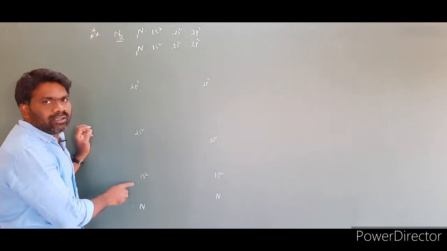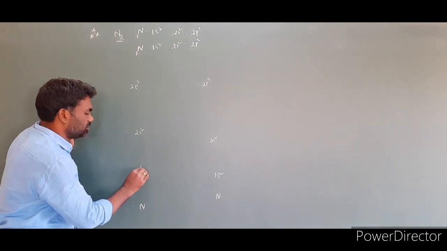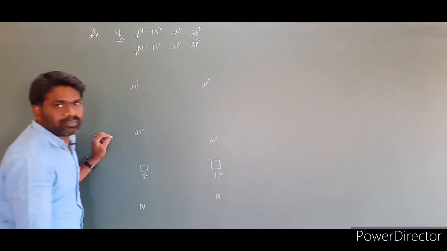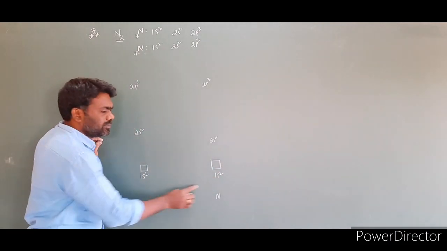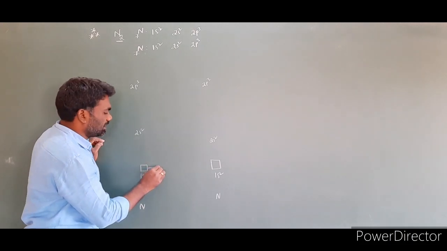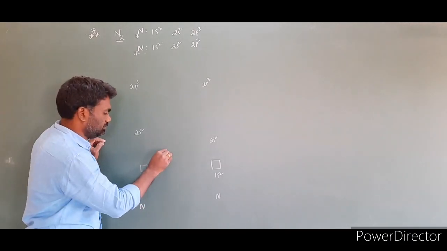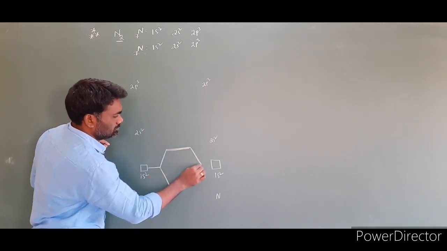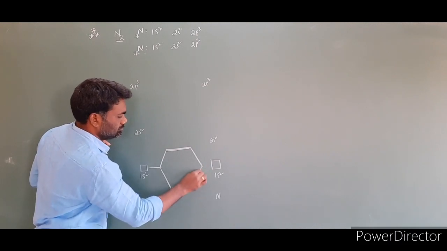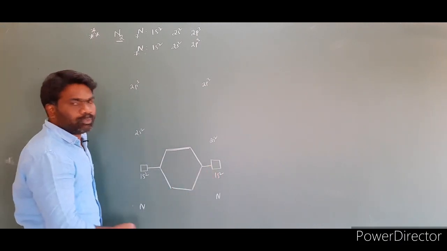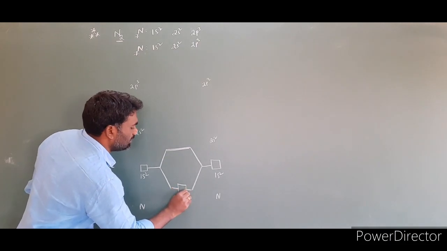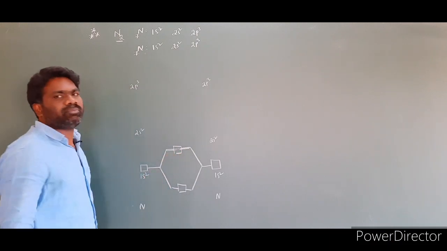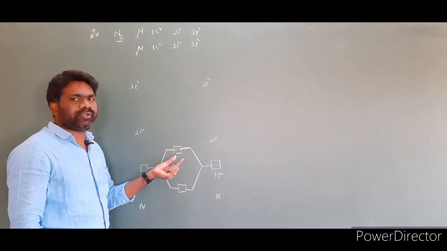Then you can draw the orbital diagram for the 1s2 orbital. This atomic orbital combines with this atomic orbital, so both atomic orbitals combine to form molecular orbitals. We will get two molecular orbitals: one is called the bonding molecular orbital, and the other is the anti-bonding molecular orbital.